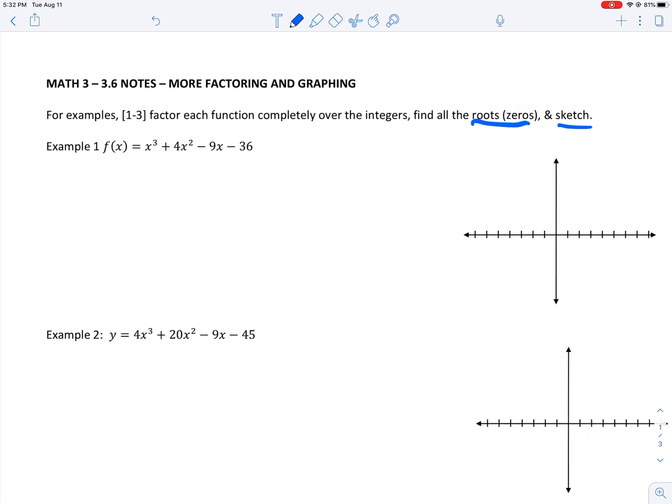So example 1, this is in what we call standard form. So let's find the end behavior. X to the third is the largest exponent, so this would be odd, because it's to the third power. The leading coefficient is 1, so positive, so it would be low to high. So that's the end behavior.